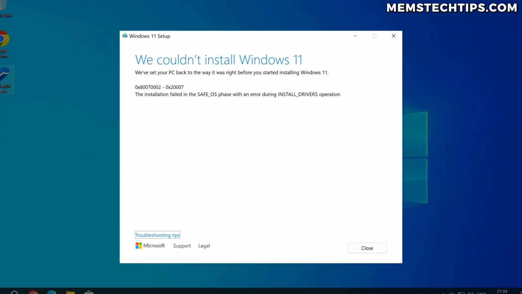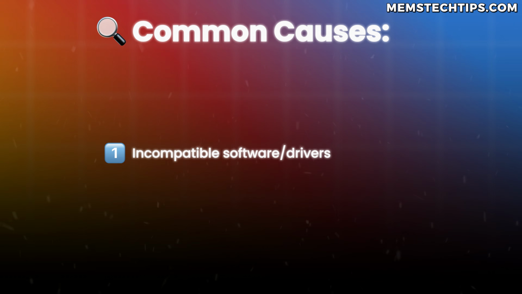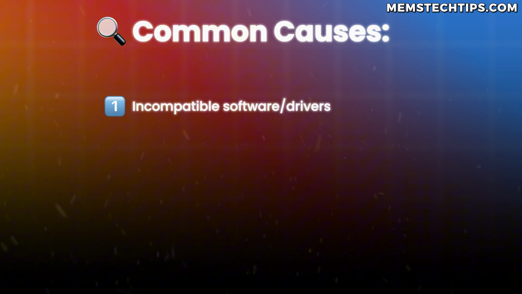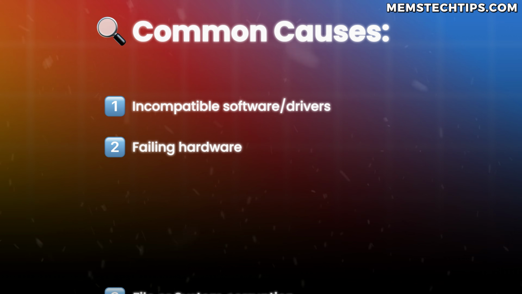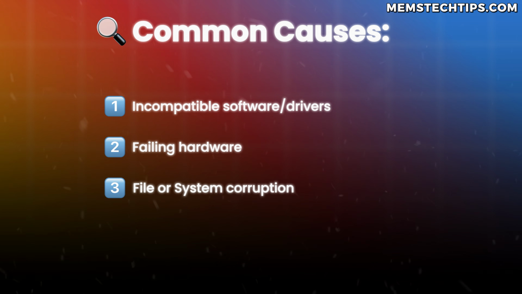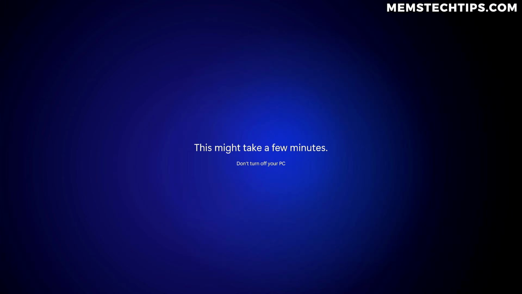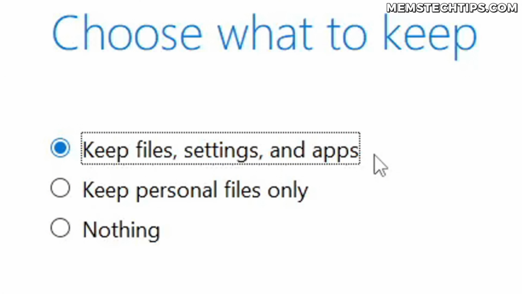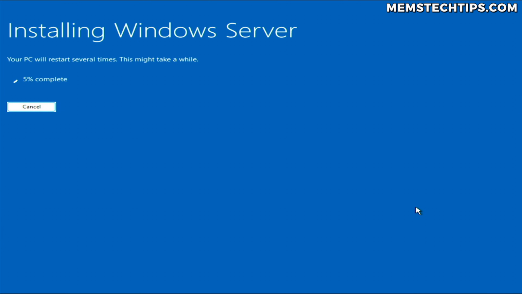Now, coming back to that third point of being stuck in a loop of failed upgrade attempts. This usually happens due to incompatible software, drivers, failing hardware, or just some sort of file or system corruption in the previous Windows installation. And I have very rarely managed to get a computer to upgrade successfully if I've encountered these issues. My honest recommendation would be to either select the keep nothing option during the upgrade process, or just do a complete clean install of Windows 11 then.